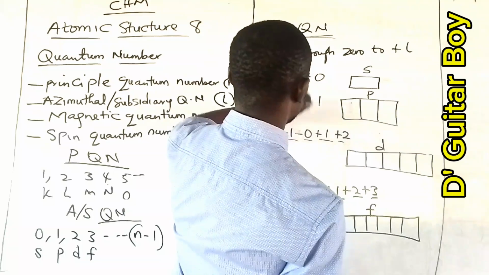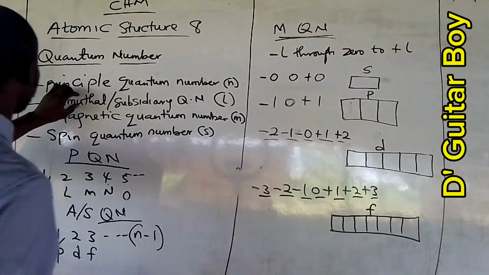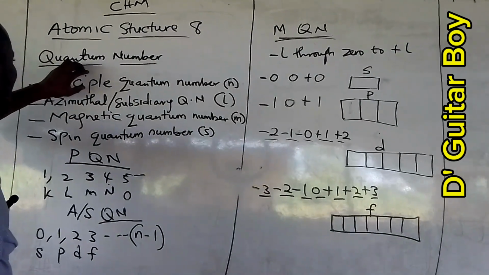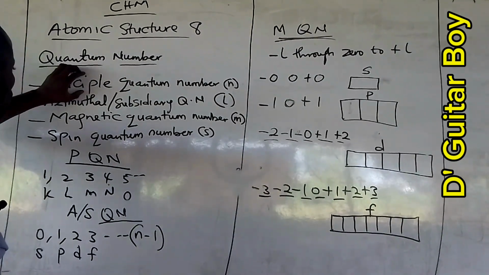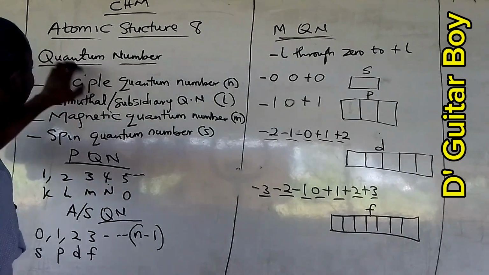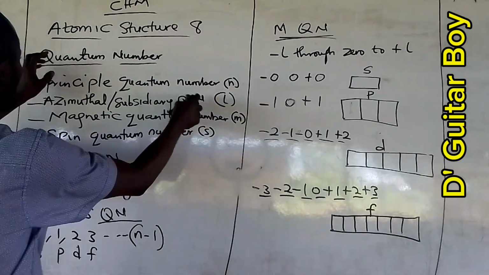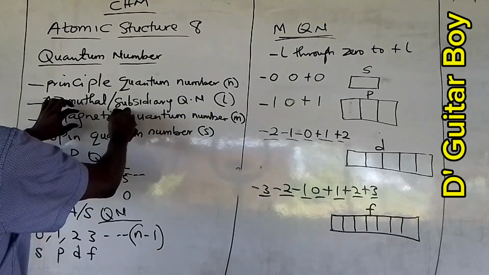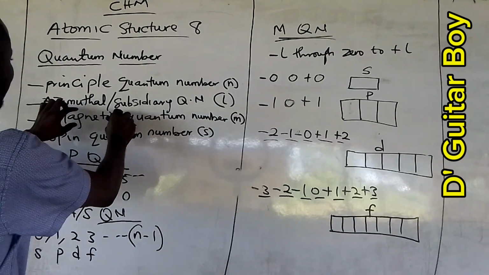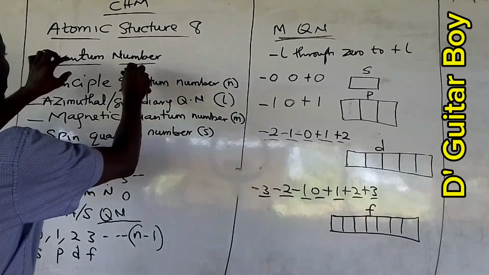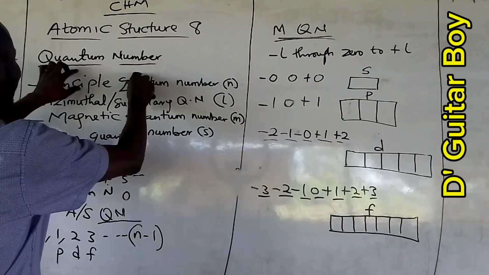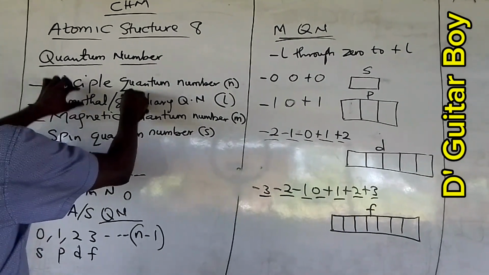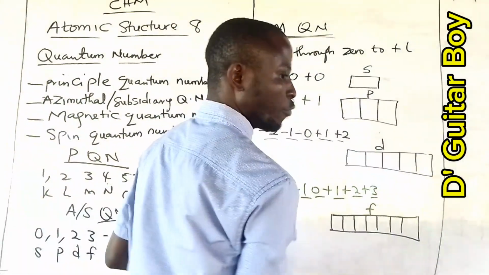All these orbitals are also sub-energy levels inside this energy level. You now see that this one is found inside this one, which is found inside this. So this one is like a city, this one is like the house, and this one is like the rooms. The rooms are found inside the house, and the house is found inside the city. So just like that, we move to the next one.